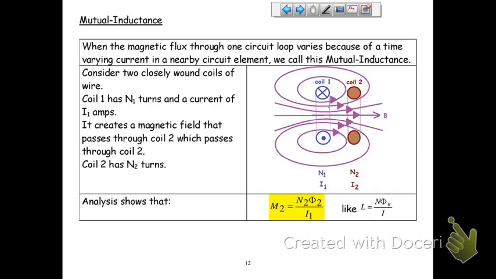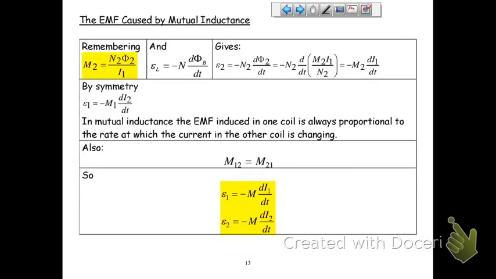We can play the game, but I don't do much with this, frankly. You don't even have to know that equation. You want to know the outcome. If we continue, we can say the EMF caused by a mutual inductor, and if M2 is that, I can go through the algebra and come down here to find that the inductance in 1 is equal to the inductance in 2, so the EMF in 1 and the EMF in 2 are given by these. Again, don't worry about that. Worry about where we're going with it, and we're going towards transformers primarily.